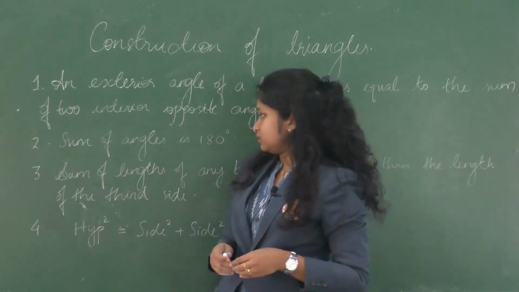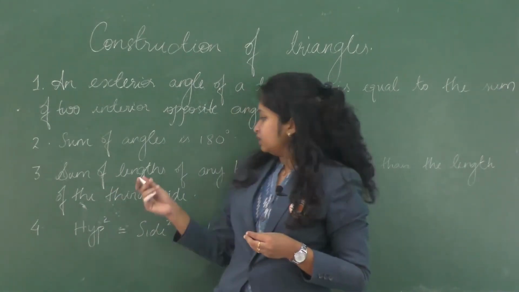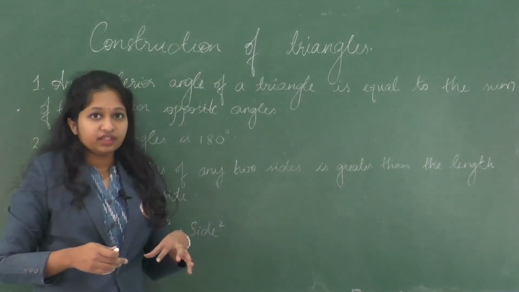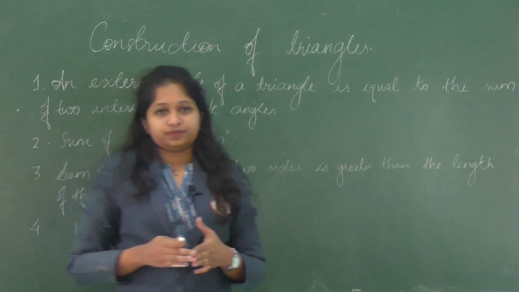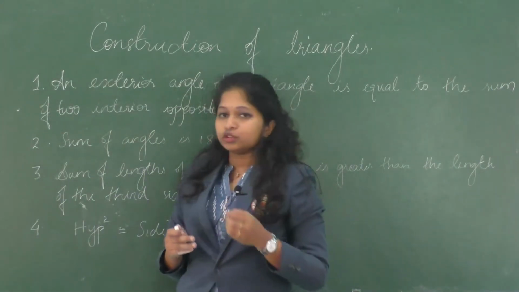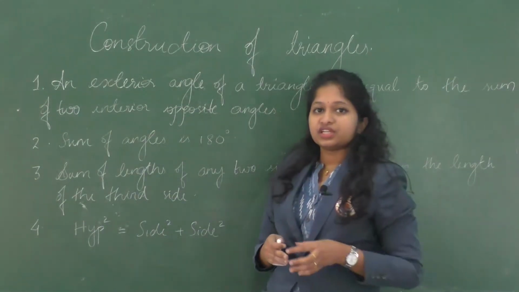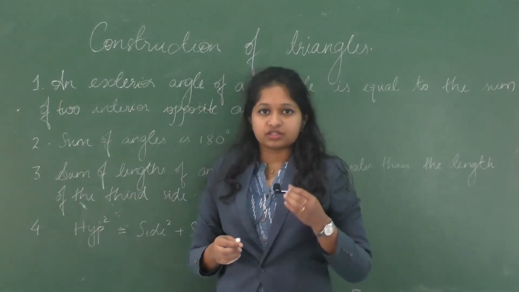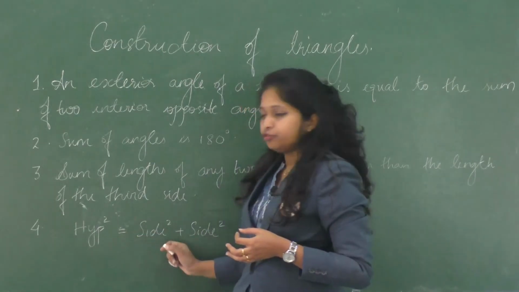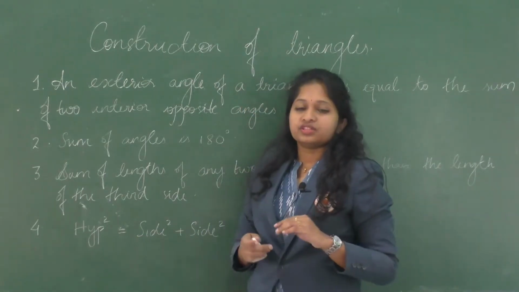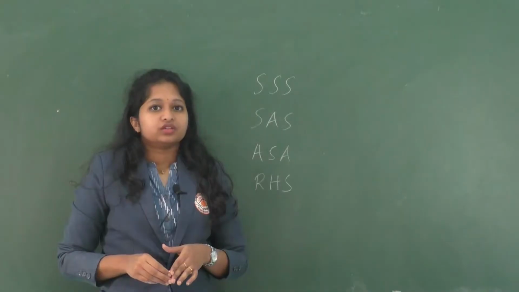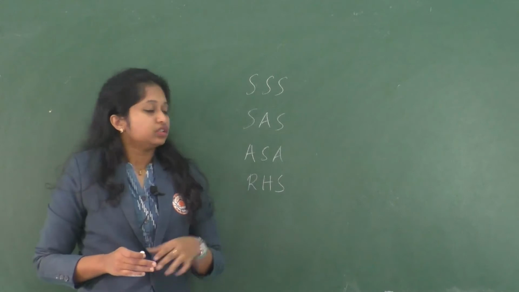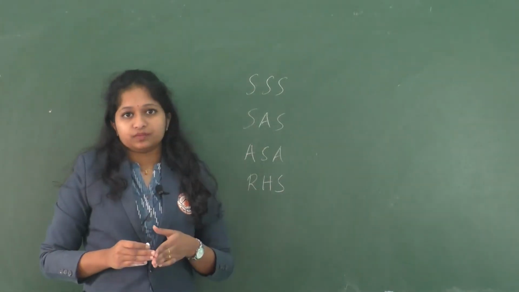The third property is the sum of the lengths of any two sides is greater than the length of the third side. Okay. And the fourth property is in a right angle triangle, the hypotenuse square is equal to the sum of the other two sides square. Okay. So in the chapter congruence of triangles, we have learned all these congruency, isn't it?